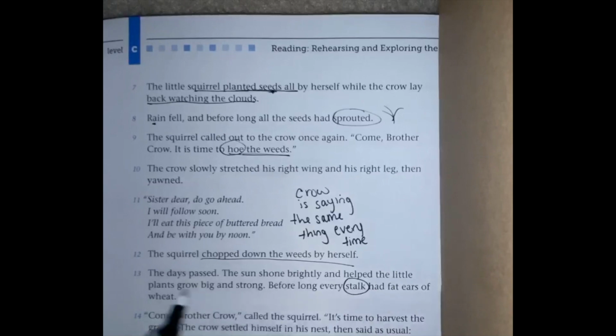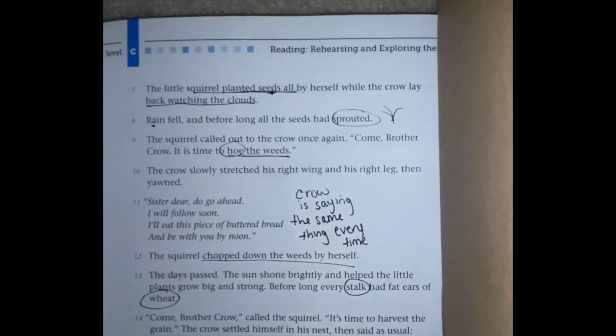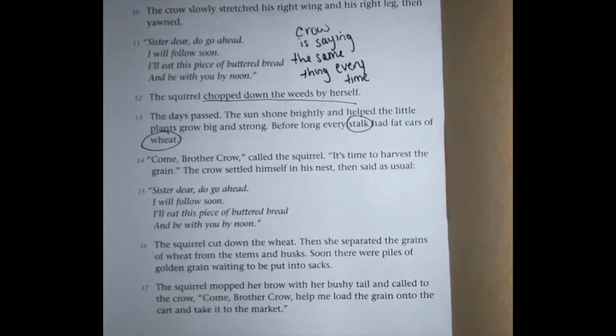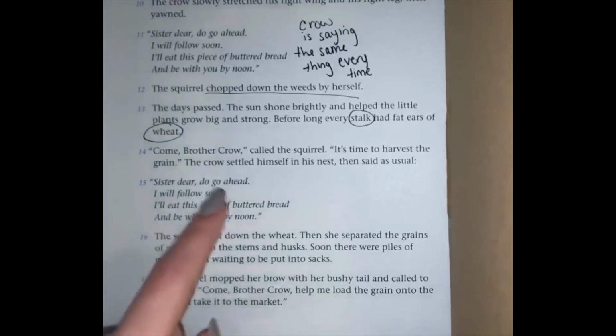So we might not know some of these words here, but we can use our context clues, what we know about the story, to help us figure that out.